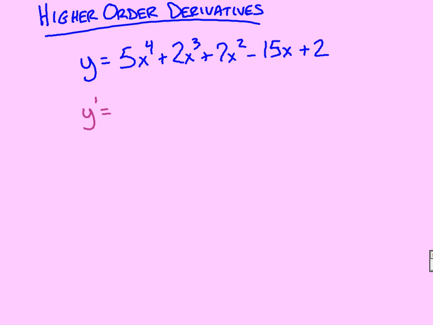Alright, what we're looking at today are higher order derivatives. And what we can do is just take a derivative like normal. When we do this derivative, bring everything down in front. 20x cubed, this will become 60x squared, 14x minus 15, and the constant goes away.